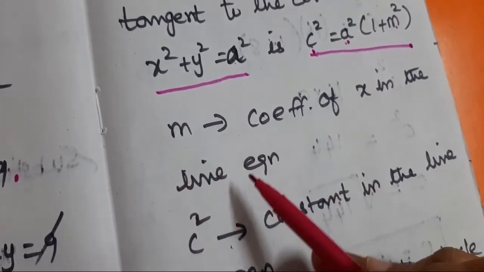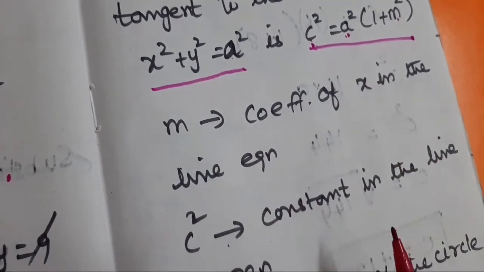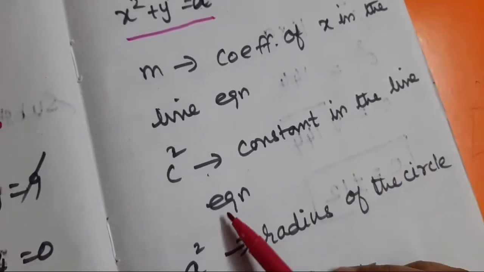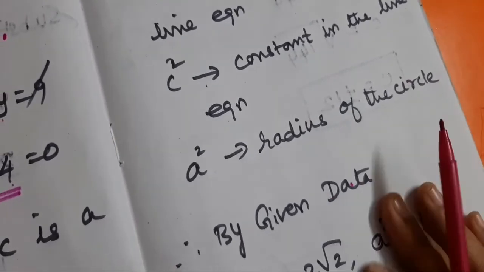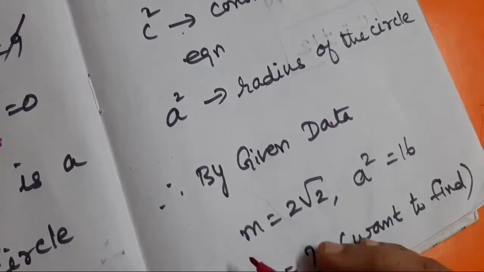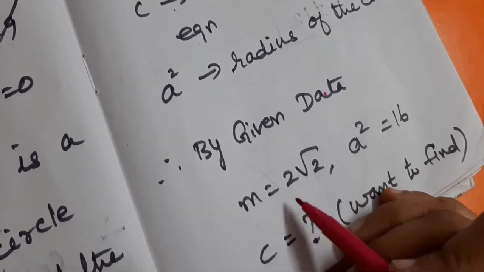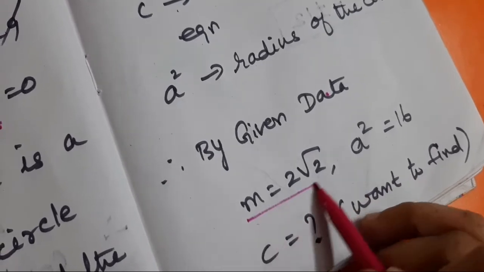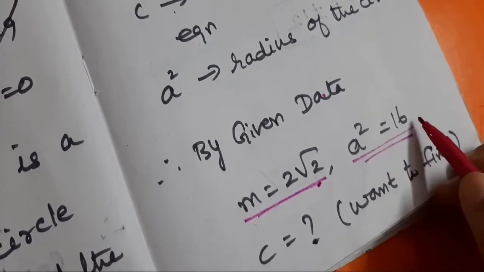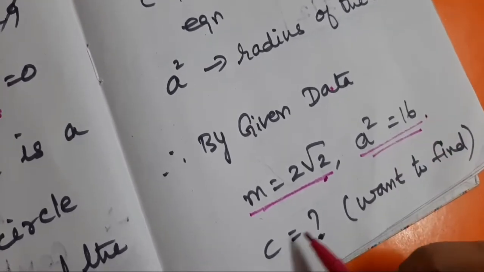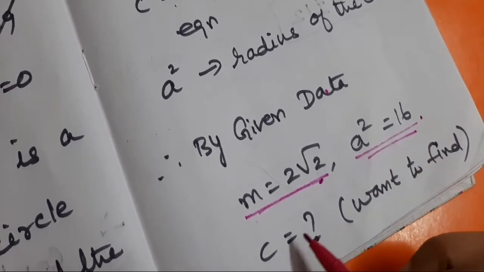M is a coefficient of x in the line equation, C square is a constant in the line equation, and A square is the radius of the circle. So by the given data, I have m is equal to 2 root 2, since it is the coefficient of x in the line equation. A square is equal to 16, that is the radius. Only C I want to find out.